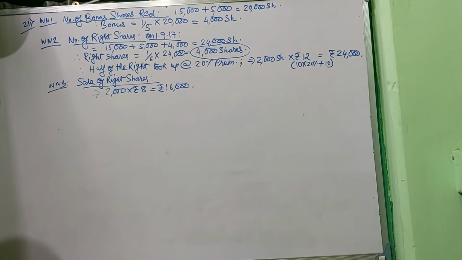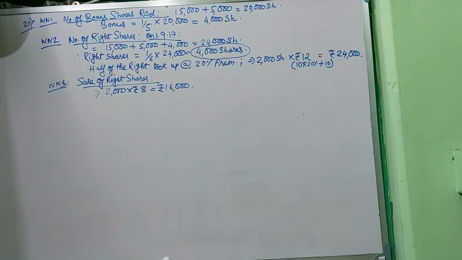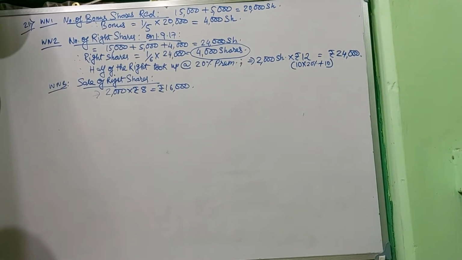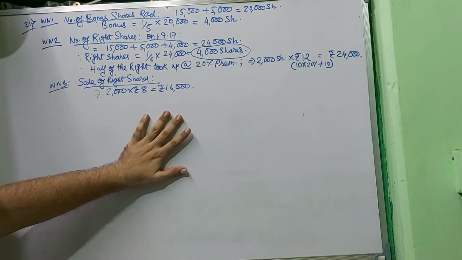Then obviously 5,000 equity shares, 1 lakh at face value, means 2,25,000 plus 1 lakh is 3,25,000 plus this 24,000 which you calculated. Then whatever you have sold, you have to calculate. Now up to this, I think it is clear.